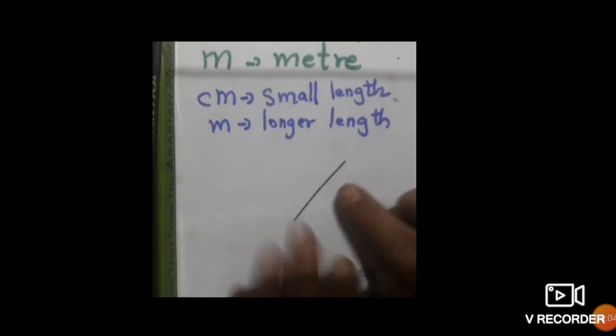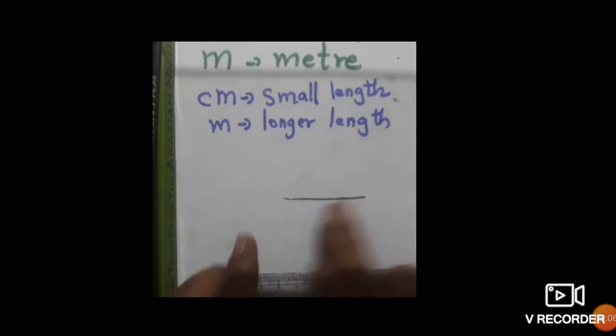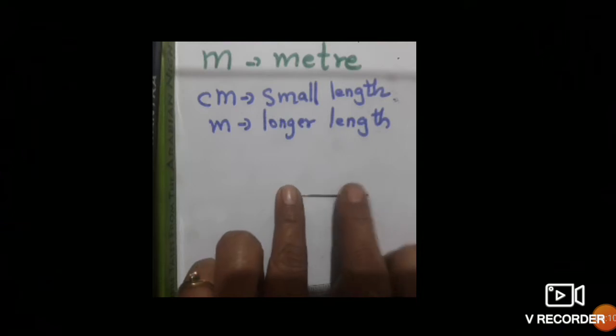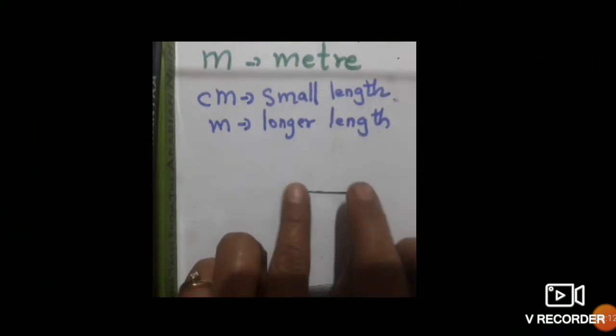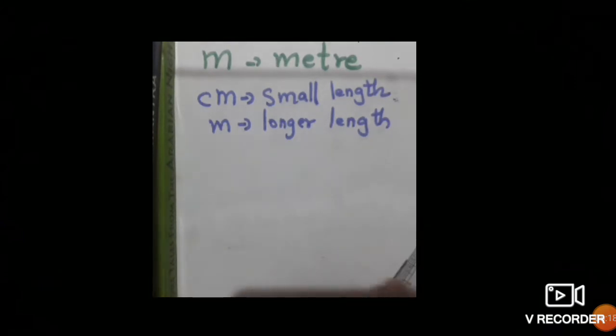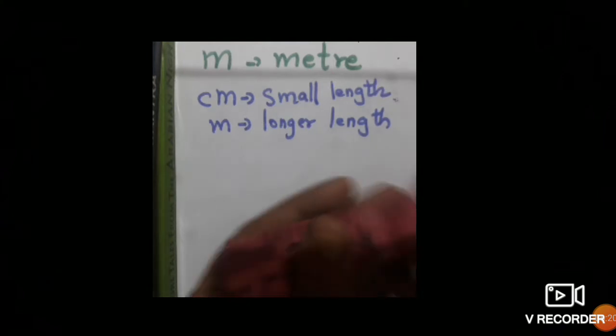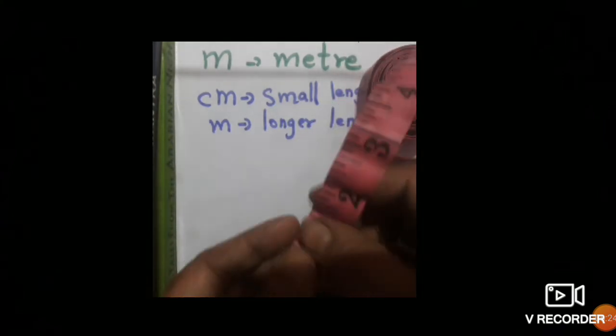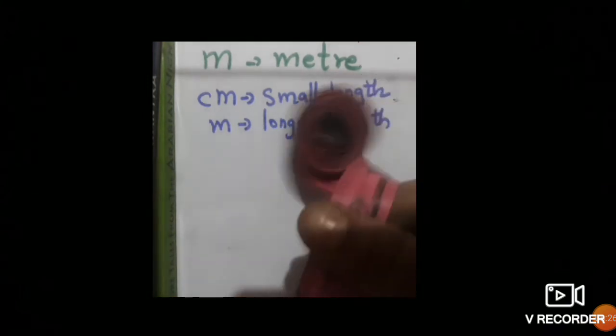See, ठीक है, this is exactly, about 2 centimeter. You cannot say exactly, it's about 2 centimeter. The ruler I am showing you now. See children, this is the tape, this is a tape. Okay, this is again in centimeter.